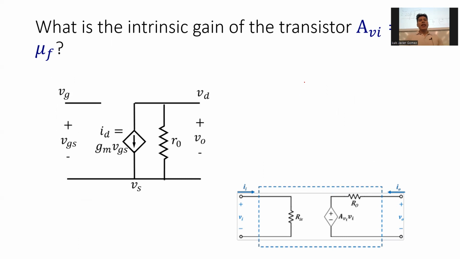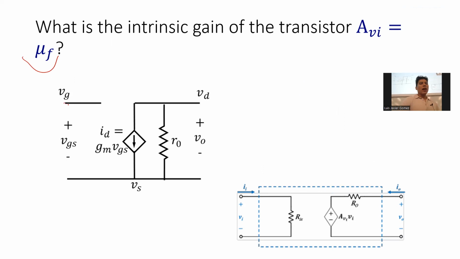Okay, so there's this mu f that I keep putting in the slides, and I haven't really said what mu f means. If you look at your small signal model as an amplifier, what would be the intrinsic gain? Effectively, you're trying to figure out what the AV is of the transistor. You could also define the input and output resistance if you consider that the input is VGS and the output is VDS. Since the input is VGS, there's no resistor between here and here, so the input resistance is effectively infinite. And the output resistance, you would have to derive it, but it's basically RO, little RO.